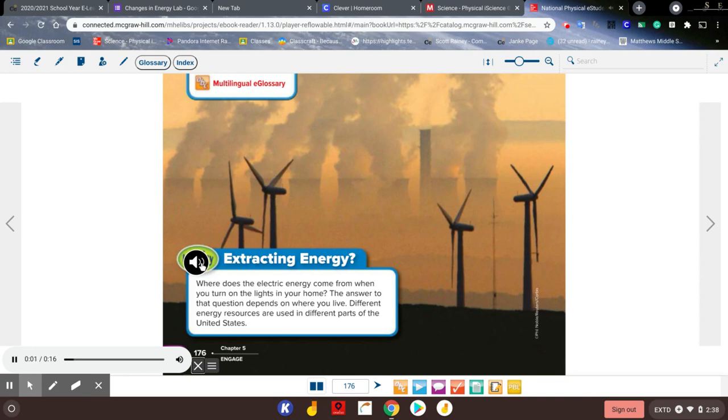Inquiry. Extracting energy? Where does the electrical energy come from when you turn on the lights in your home? The answer to that question depends on where you live. Different energy resources are used in different parts of the United States.